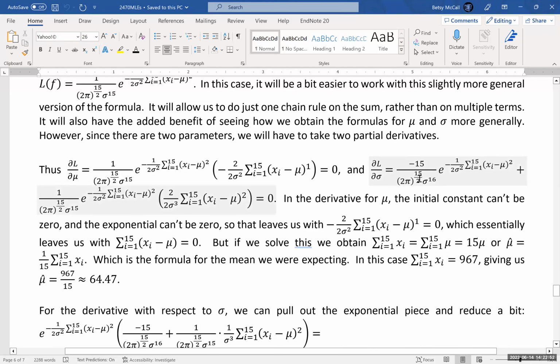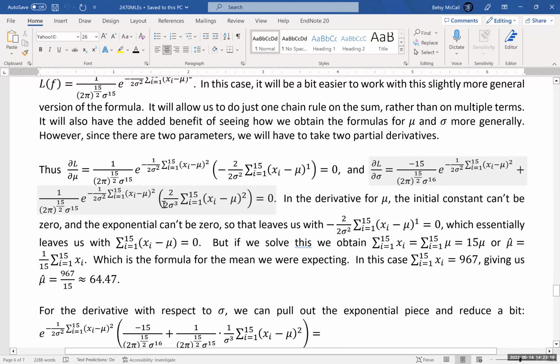Again, the 2 pi to the 15 over 2 is not going to do anything. It's just a constant. But this is essentially sigma to the negative 15. And so we get a negative 15, and then it becomes sigma to the negative 16, which is positive 16 in the denominator. Copy the exponential, and then copy the coefficient, take the derivative here.